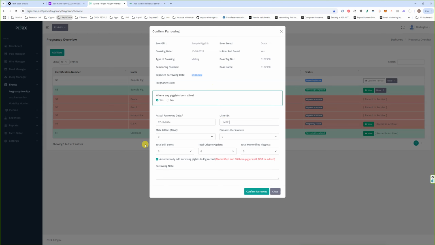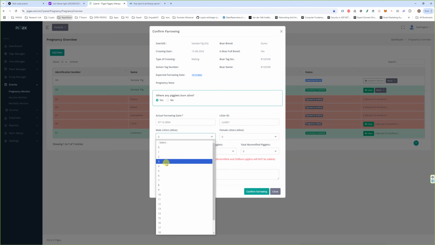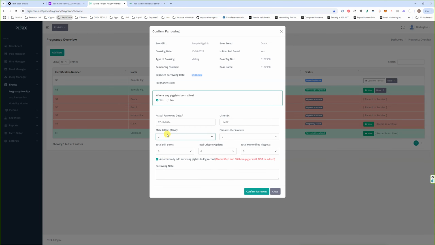Obi said we should add 5. So we say 2 males and 3 females were born. We're going to leave the stillborns. All the pigs are healthy.